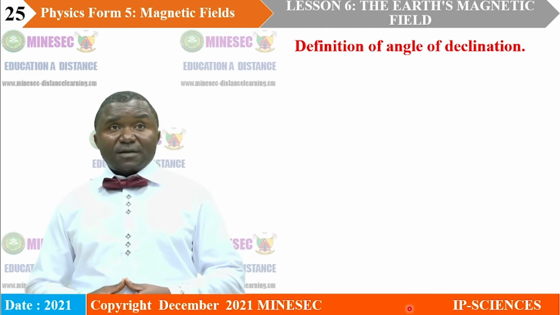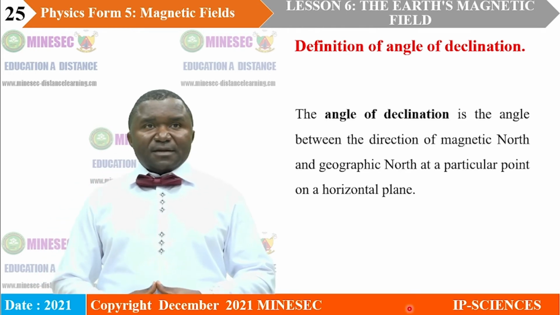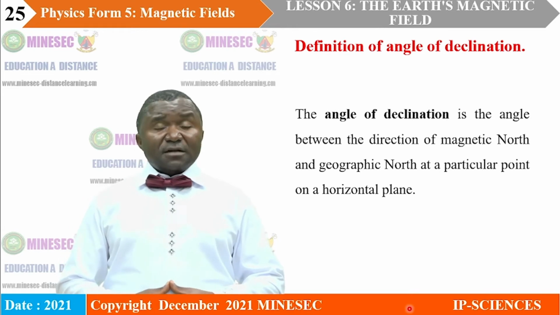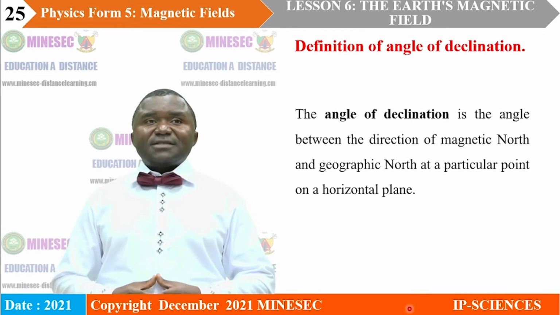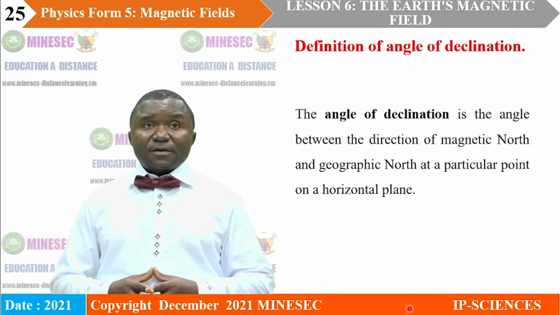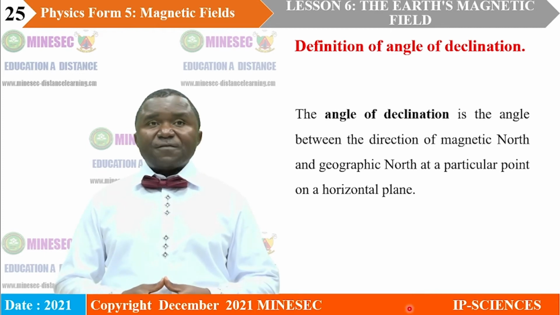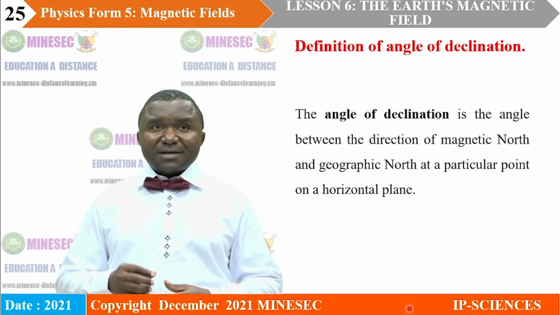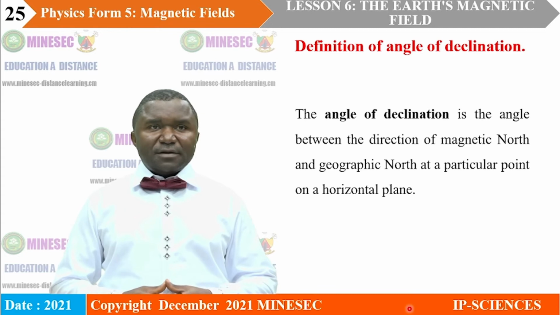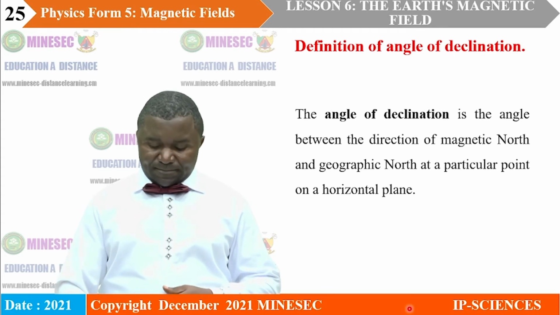Definition of angle of declination. The angle of declination is the angle between the direction of magnetic north and geographic north at a particular point on a horizontal plane.